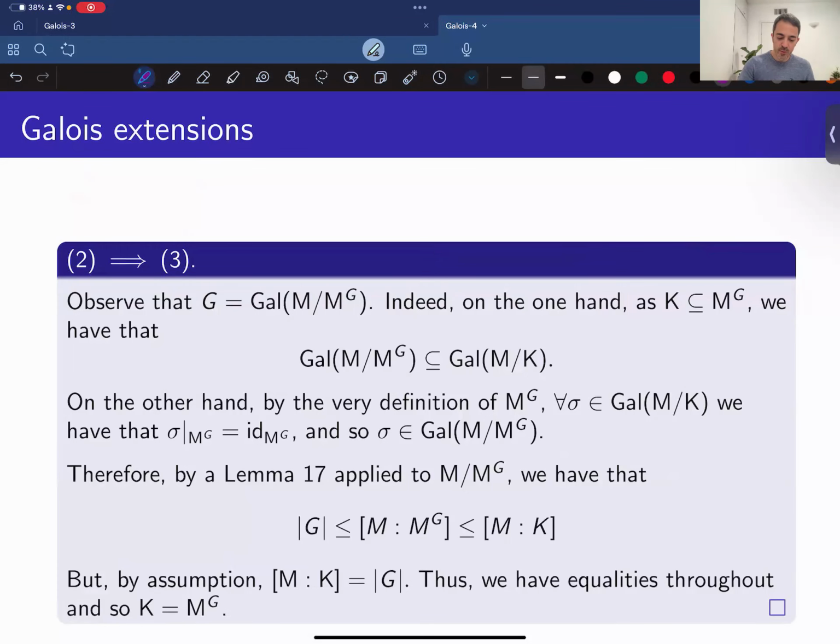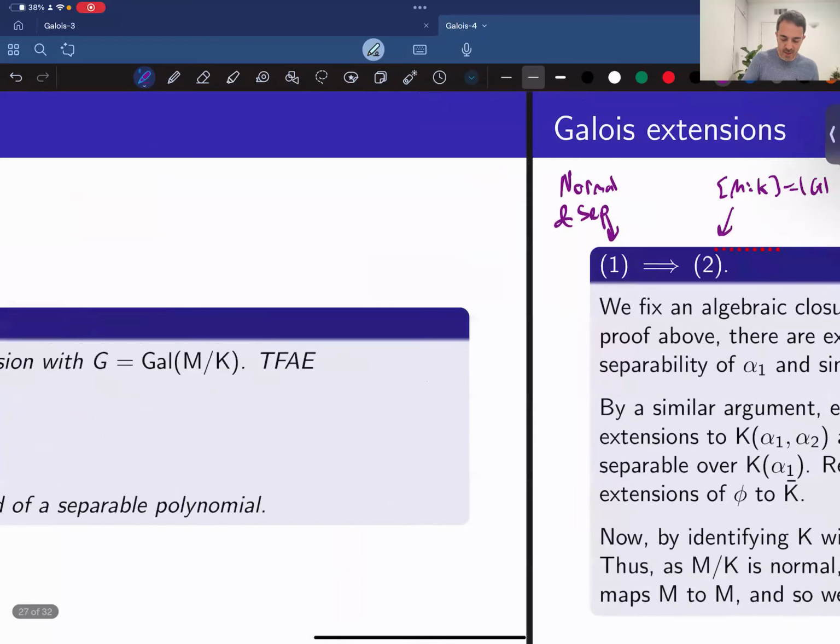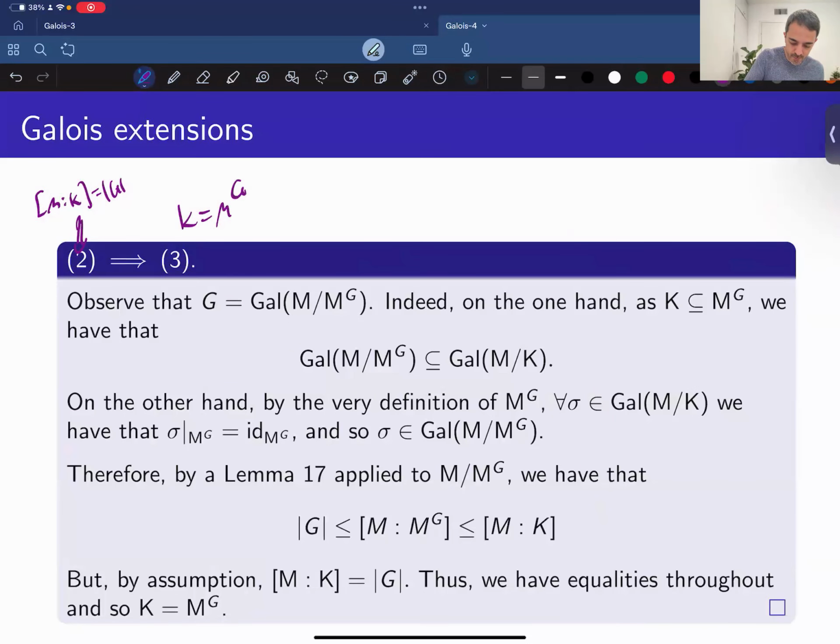So now let's move on to 2 implies 3. So 2 was the assumption that the Galois group is as large as possible, and 3 was that K is M^G. Namely, only those elements in K are fixed by all elements in sigma. Okay, so let's see. So again, let's denote by G, if you remember, G was the Galois group of M over K, and what I'm claiming here is that G is actually the Galois group of M over M^G. So why is that?